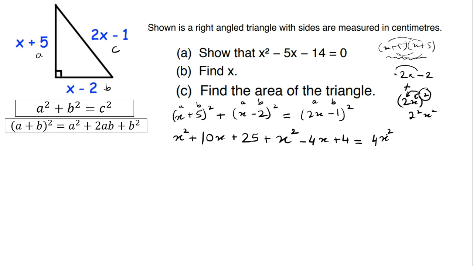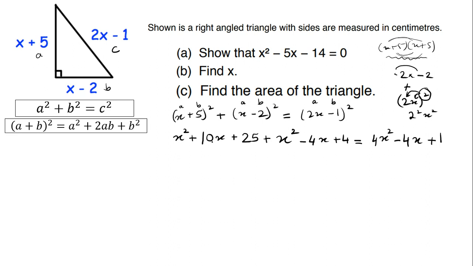So 4x squared, and now I have 2 times the a, so 2 times the 2x, that is 4x, and then times the b, that is negative 1. So 2 times 2 is 4, 4 times negative 1 is negative 4, and then I just have a negative 4x. Now I have a plus b squared. Negative 1 times negative 1 is a positive 1. So negative 1 squared means positive 1. So that is pretty much it.